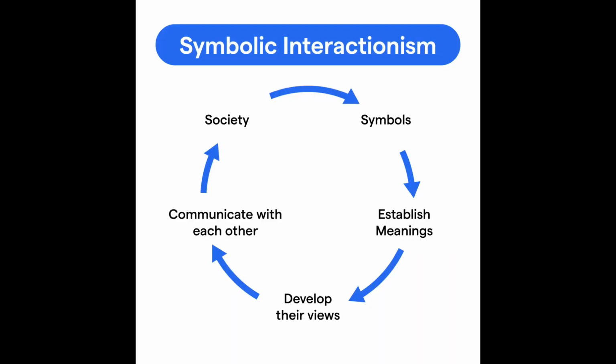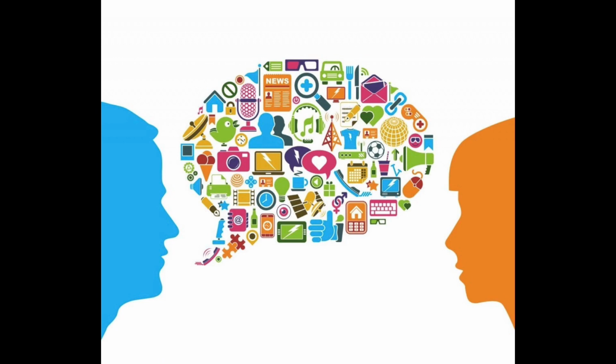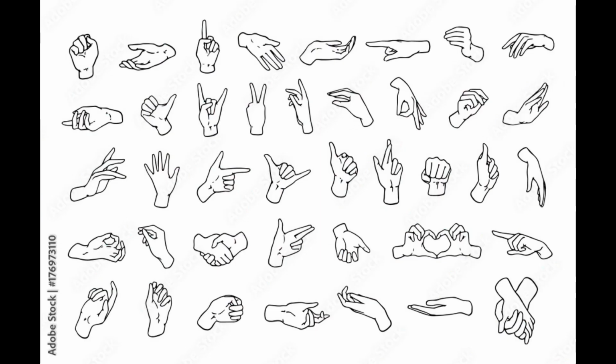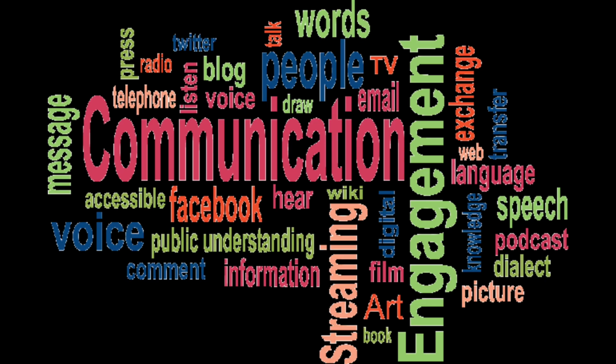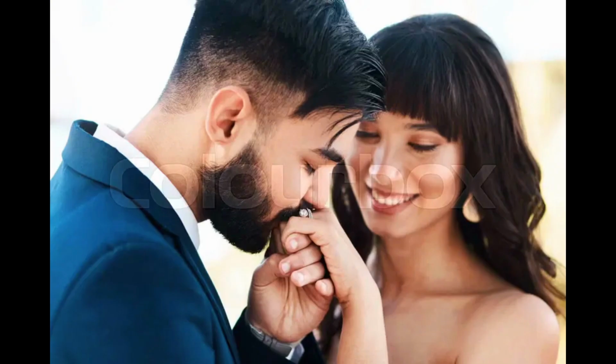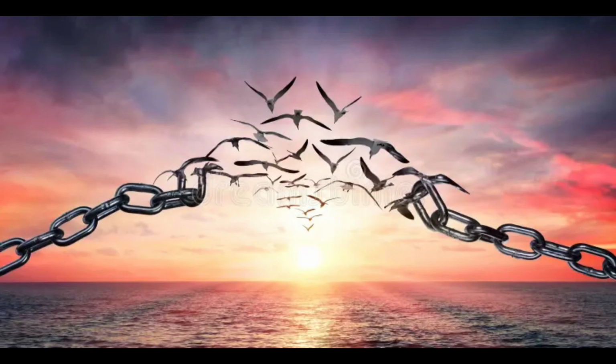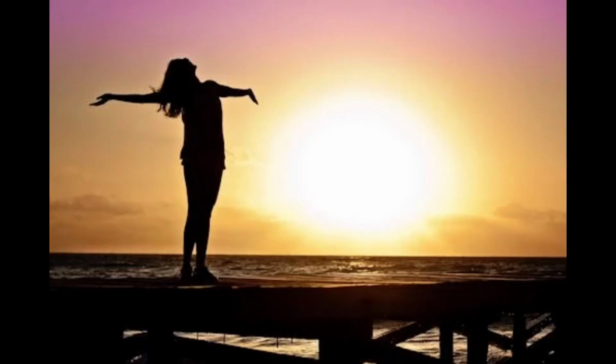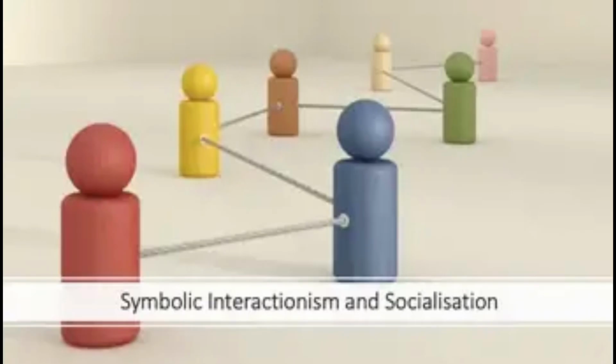Now, here are some key principles. People use symbols such as words, gestures, and images to communicate and make sense of the world. Symbols are building blocks of understanding in human interactions. An example that I realized was that a red rose symbolizes love or romance. A wedding ring represents commitment and marriage. The word freedom evokes different emotions or meanings depending on the context and individual experiences. You just never know.